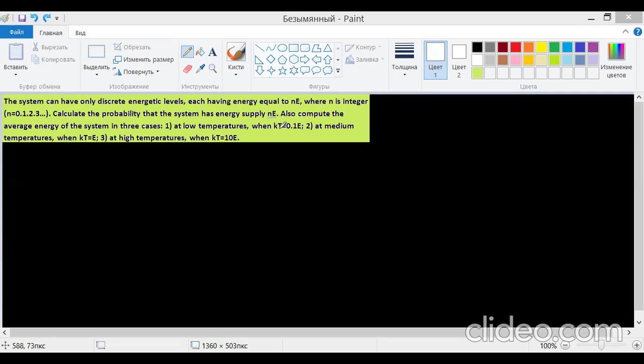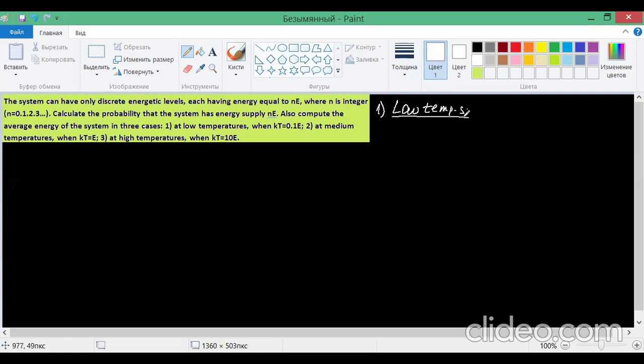Now, let's start from the first one. It's low temperatures. Why am I not saying anything about the first question, where they ask us to calculate the probability that the system has energy n times E? I will explain to you why.